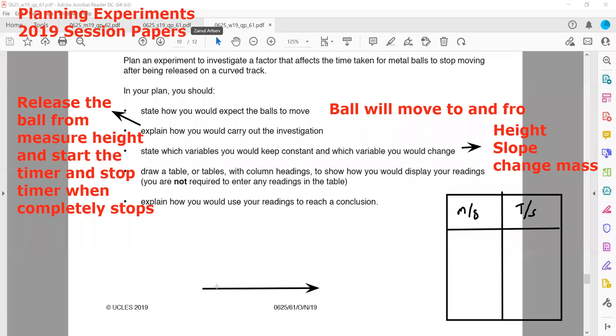So we can plot a graph. The independent variable should be on the x-axis, because when we change the mass, the time will change. So mass will be independent and the time will be dependent. So plot a graph with mass on the x-axis and time on the y-axis, and compare the results. So these are the experiment questions from the 2019 session.